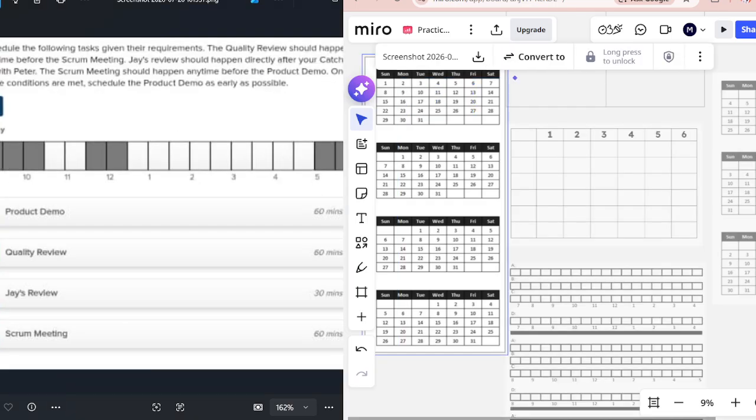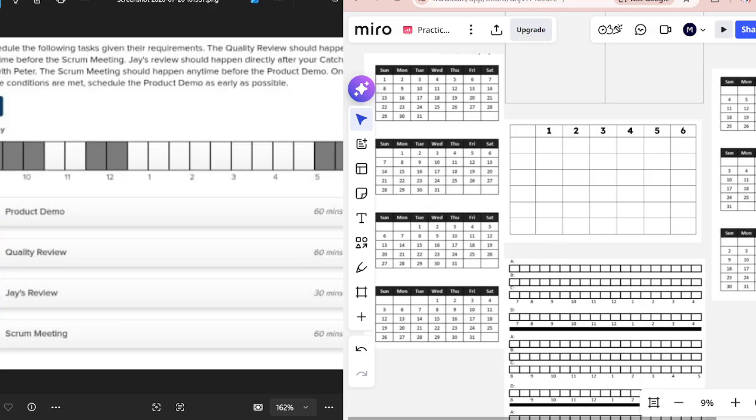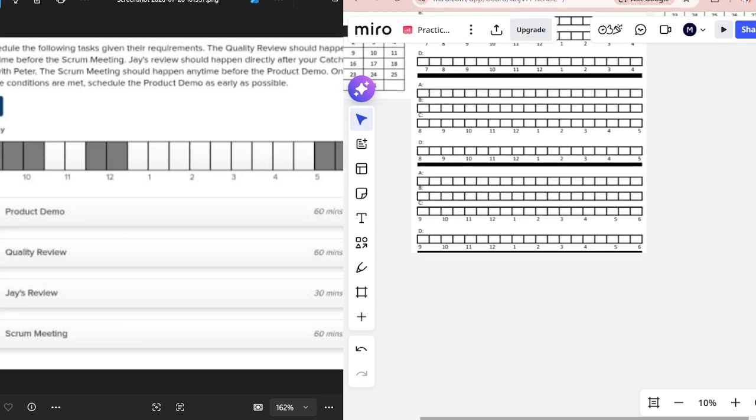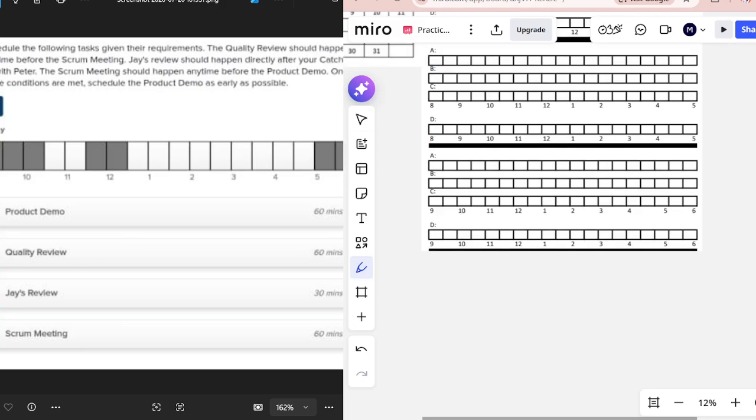Next question. So the next question says quality review team. Let me try to have it done here. So first of all, we have 9 to 10. The boxes are in blocks of 30 minutes. So we have 5 to 6 blocked as well. Based on this, they said quality review should happen before scrum meeting. So we have quality review, scrum meeting.